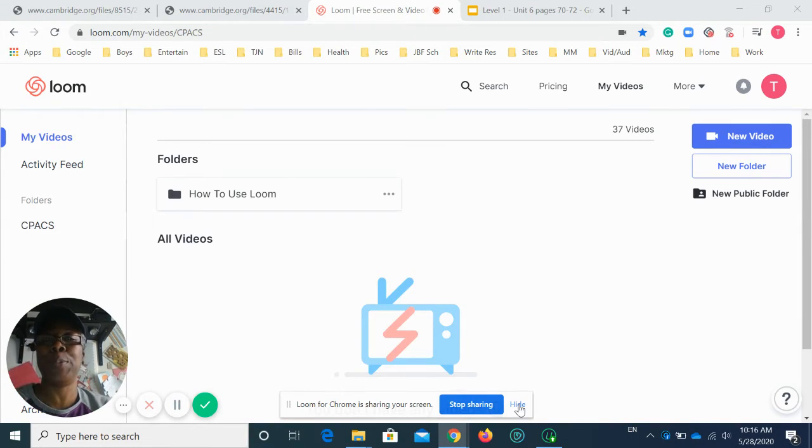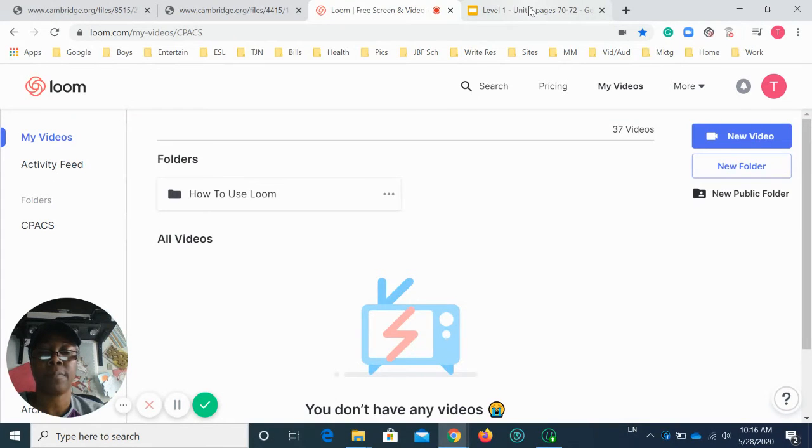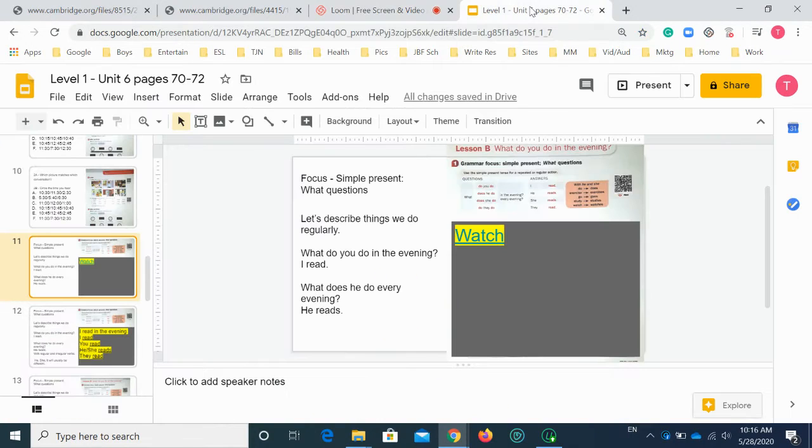We are going to finish up these next pages of this first section of Unit 6. We are actually going to be working on Lesson B, the first part of Lesson B. The second part of Lesson B will be for your homework. So let's get to it.